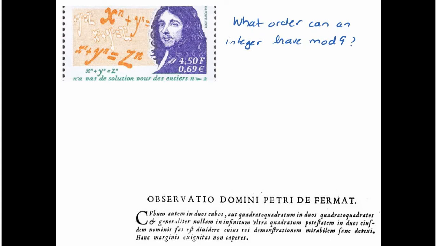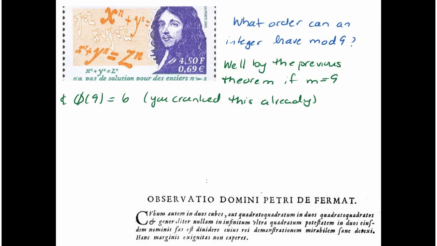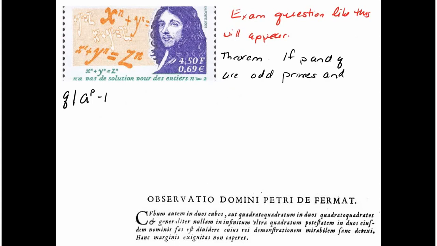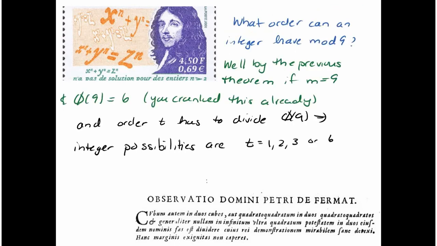So how can I use this? Well, I can answer questions like, what order can an integer have mod n? By the previous theorem, if m is 9, then phi of 9 is 6. We've already cranked this; you've cranked it for homework. And the order has to divide phi of 9, so the possibilities are 1, 2, 3, or 6. Exam questions like this will appear, asking for the possible integer possibilities for the order. What you would do is calculate the totient function and then write down the possible orders, and then maybe even test whether they indeed are the order.